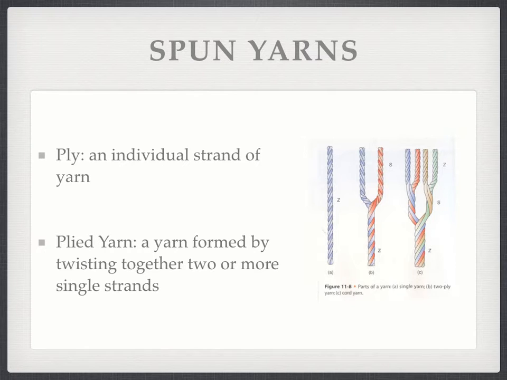So first we have spun yarns. Spun yarns have plies. A ply is an individual strand of yarn. And then they have plied yarns, a yarn formed by twisting two or more single strands. So if you look at that image, figure A is going to be a ply, where B and C are plied yarns, because in B you have two different yarns, a two-ply yarn, and then in figure C, you actually have four plies that are being put into a yarn, which they're referring to as a cord yarn.